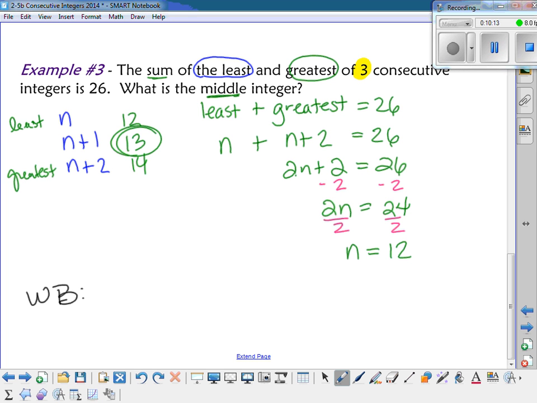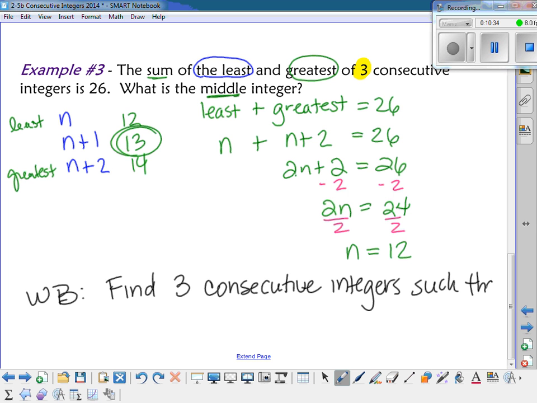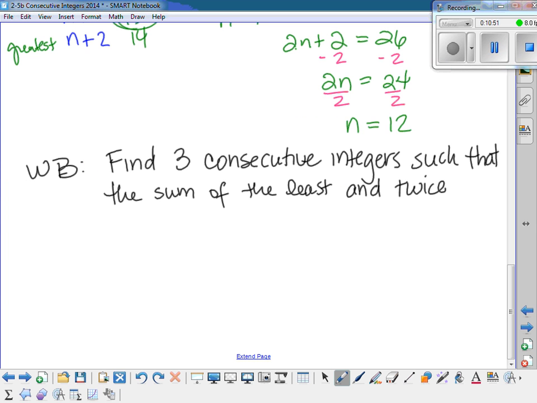So we have one of these for you guys to do on your whiteboards. I know you want to do this. Okay, so we're going to find 3 consecutive integers. So that means we're going to find all 3 of them, okay? Three consecutive integers such that the sum of the least and twice the greatest is 31.